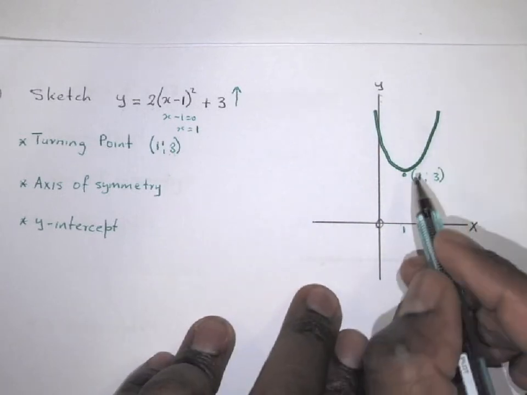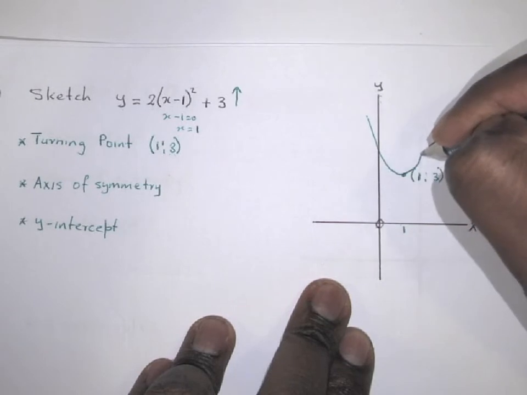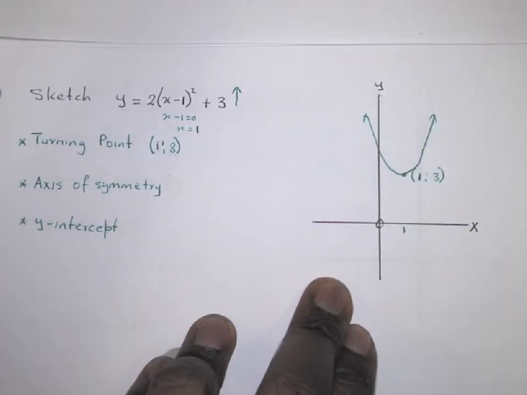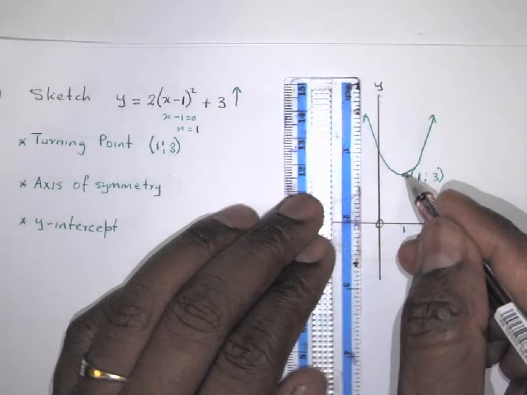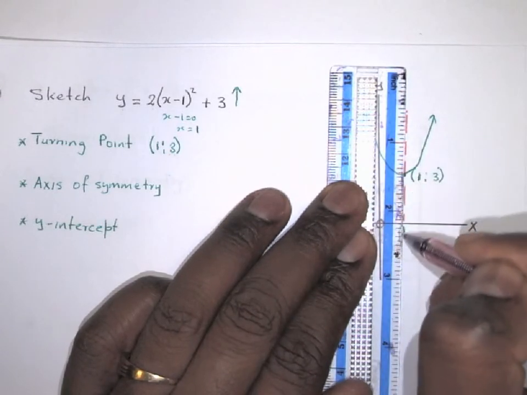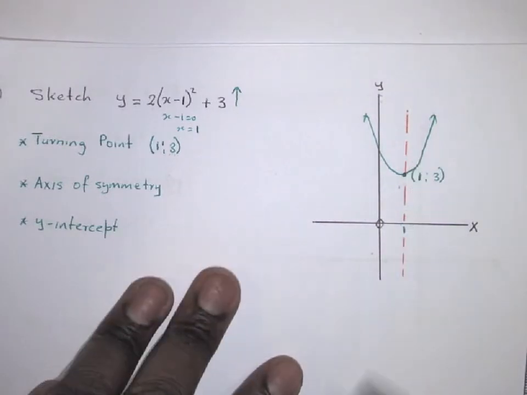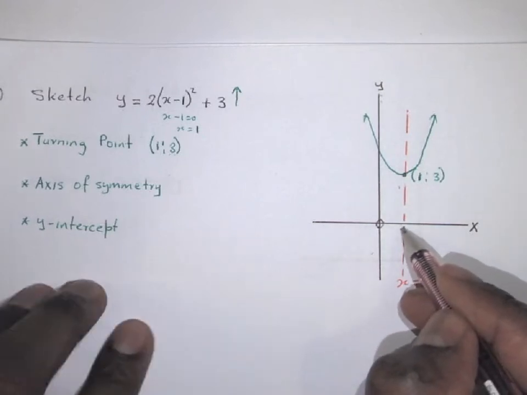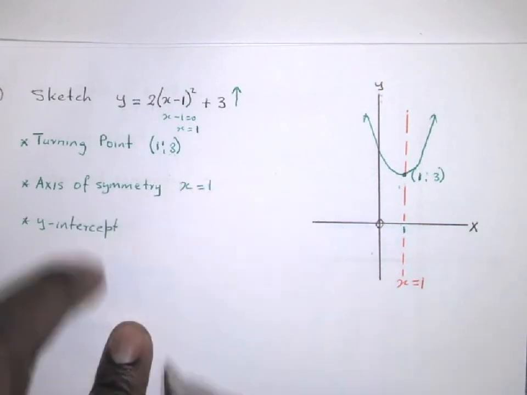Now, if this is my graph, let me draw it, it turns there. It means that my graph will have an axis of symmetry. My line of symmetry is a line that goes through the middle here. Let me use a red pen so that we can see that dotted line there. So the equation of that line is x is equal to 1 because it cuts at 1. So the equation of the axis of symmetry is x is equal to 1.